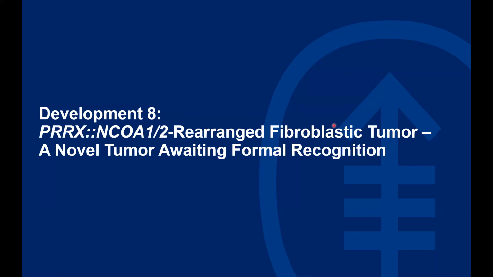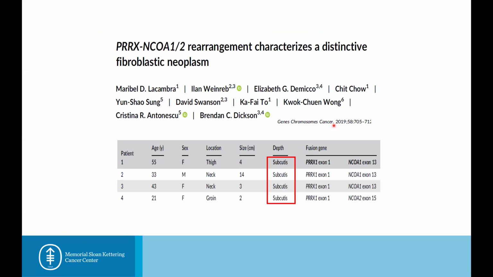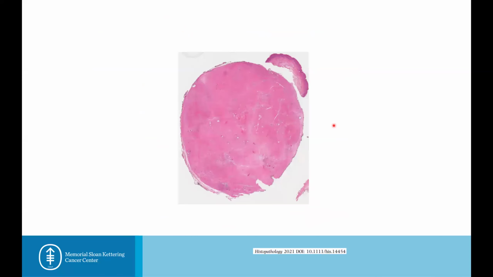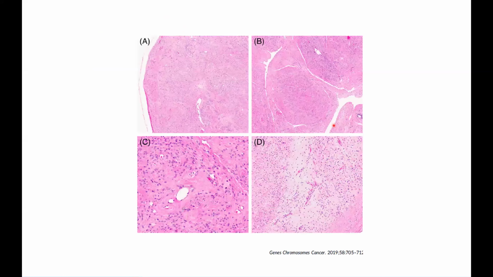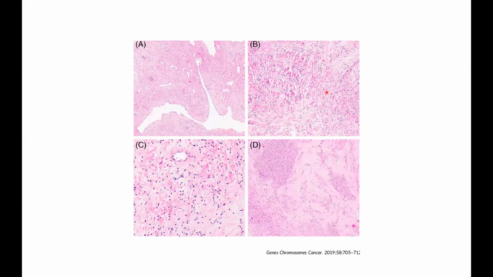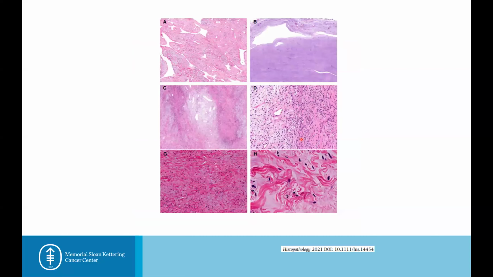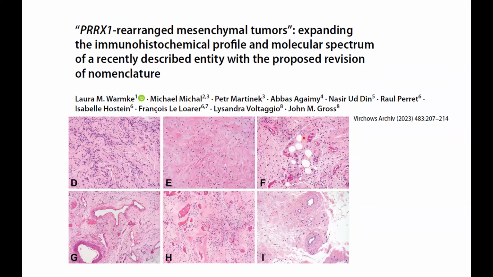PRRX1-NCO1/2 is a new fibroblastic tumor that is not yet in the WHO, but it will be soon. And all of them are superficial in the subcutis. This is a case to show an example: quite well circumscribed, with fibroblastic cells in a collagenous background, quite bland, and gaping vessels. And again, this hyalinized background, spindle cells, gaping vessels, and with ropy collagen, it's going to resemble spindle cell hemangioma, and all of them were in the subcutaneous tissue.